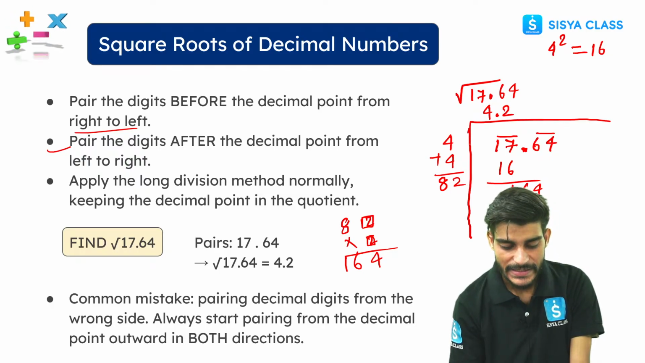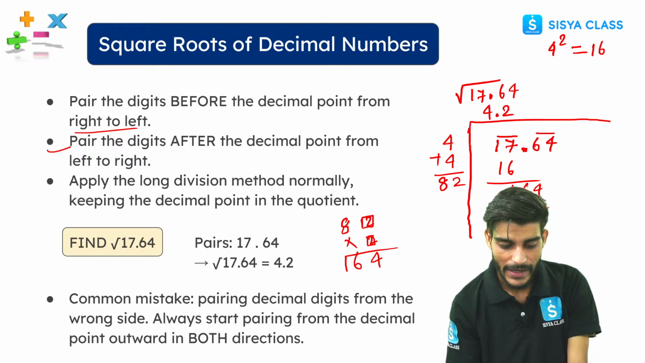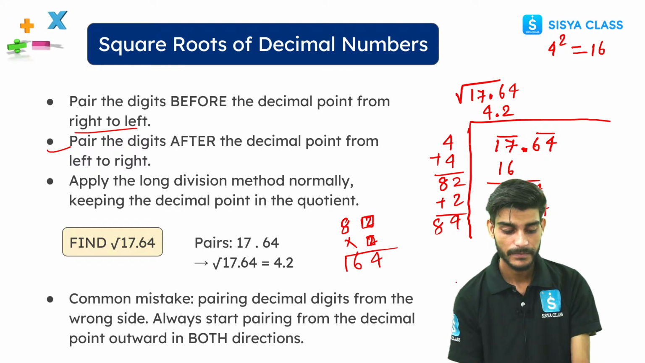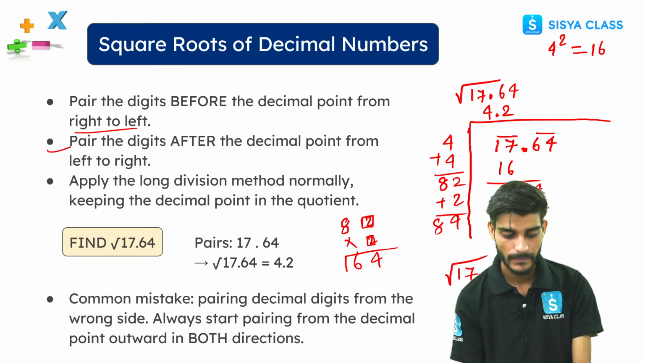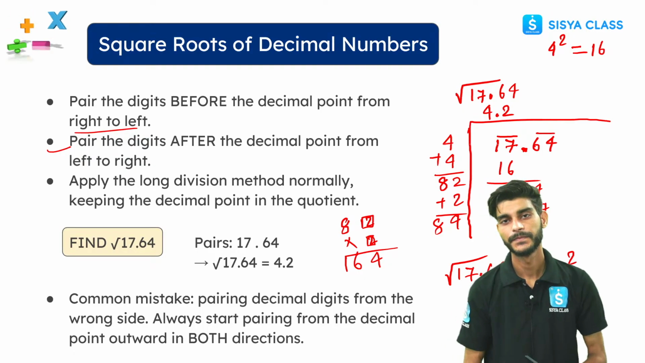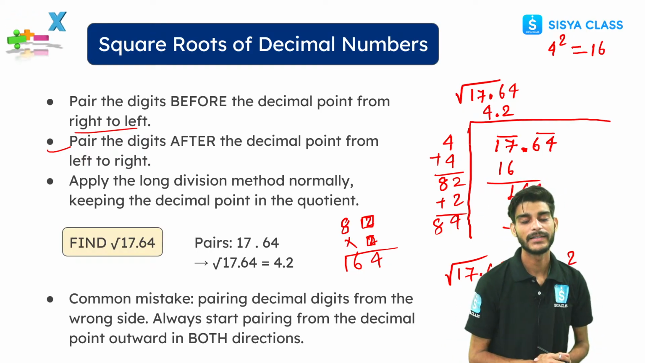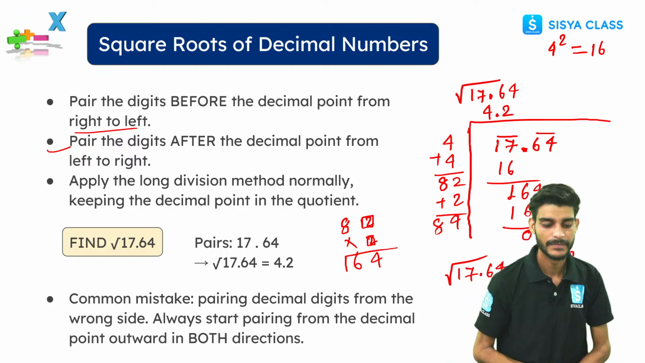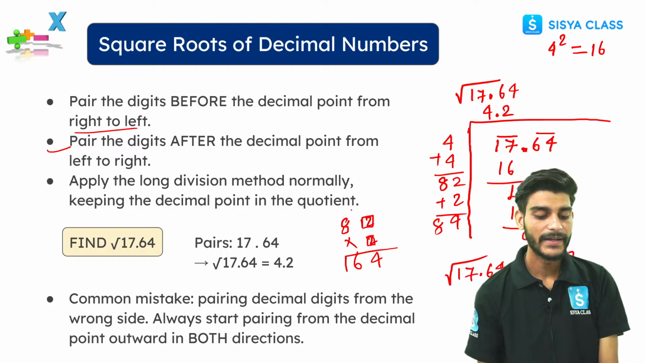If you multiply 82 by 2, you will get 164, and here 0. Just add 2 at the bottom, you will get 4 and 84. Clear? So what will be the square root of 17.64? Its square root will be 4.2. Clear? So this is how you find the square root of any decimal number. Pretty simple. So these are the methods to find square roots.